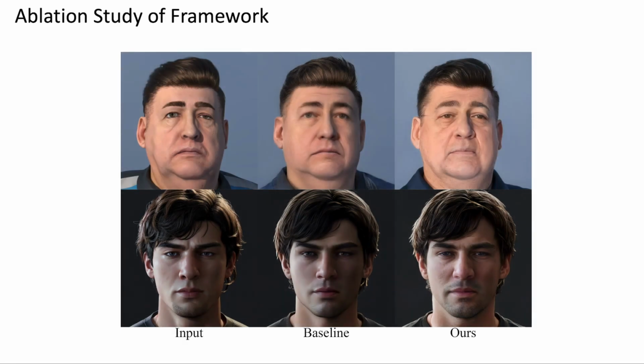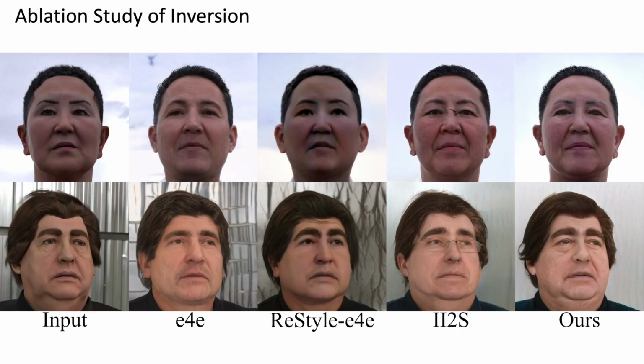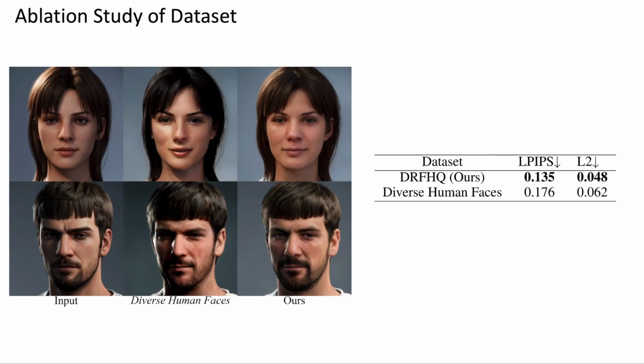We then assess our transfer learning-based framework. Results show that our framework can achieve more realistic results than the baseline. The ablation study of inversion methods demonstrates that our inversion method surpasses all others during inference. Finally, both the qualitative and quantitative comparison of datasets validate the efficacy of our high-quality rendering style portrait dataset, DRFHQ.